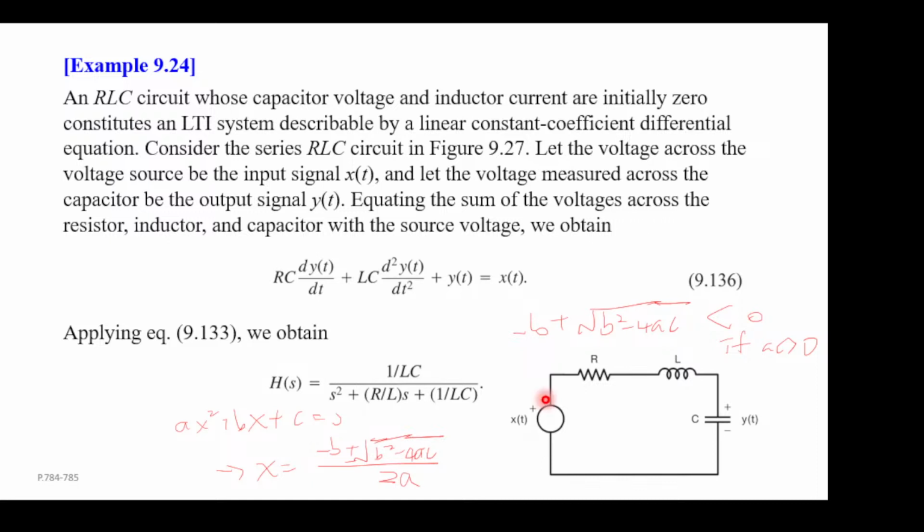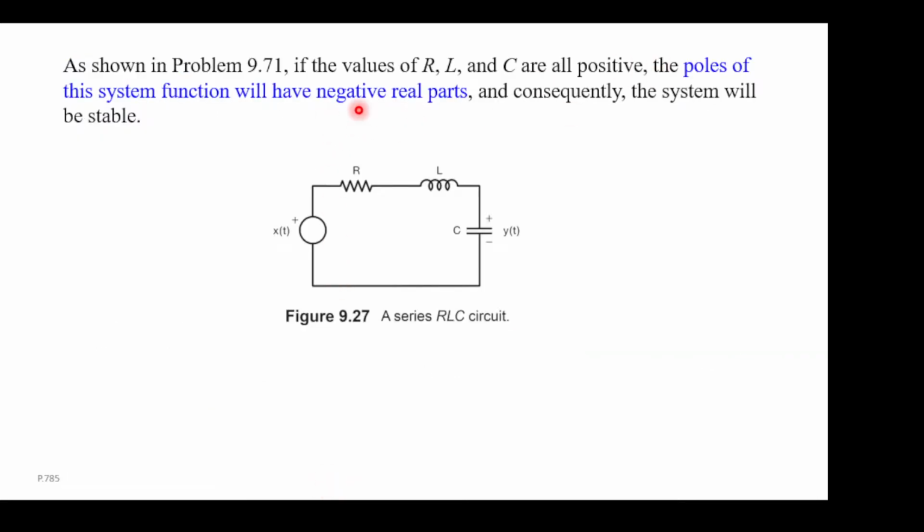Anyway, what we want to say is if the things are all positive real here, then all of your roots have a negative real part. And let's finally go back to our system function analysis. That says that when you take the causal ROC, you will also include the imaginary axis, and that means your system is stable. So our RLC circuits are stable. Very nice.